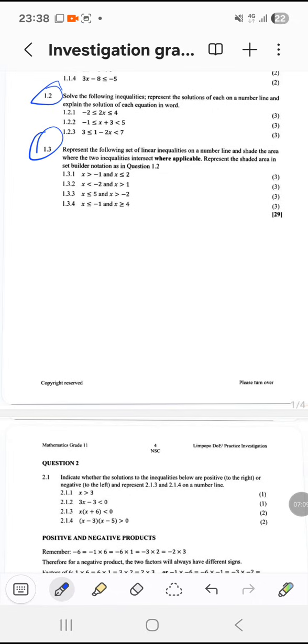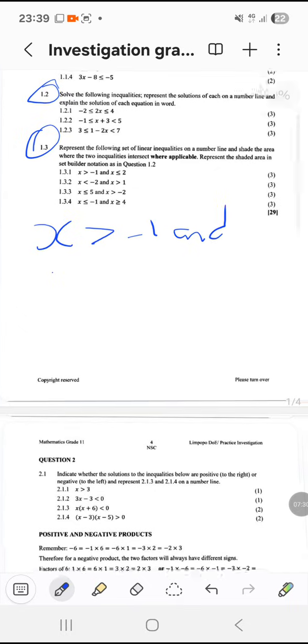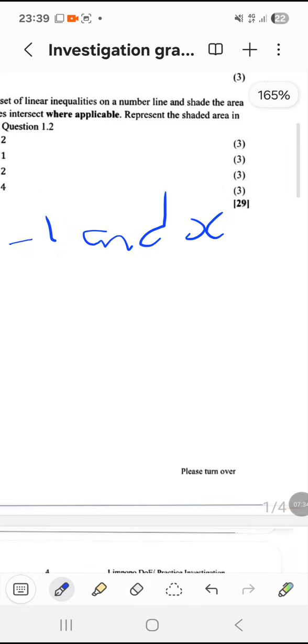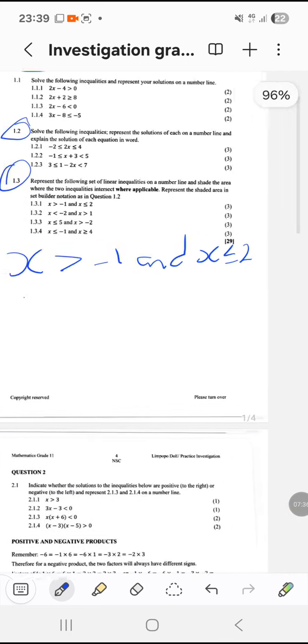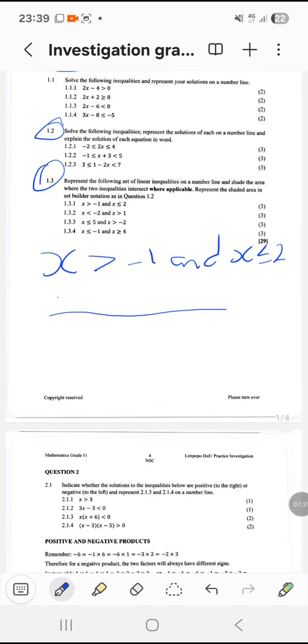1.3, represent the following set of linear inequalities on a number line and shade the area where the two inequalities intersect where applicable. Okay, the first one, let's represent it on a number line. We have x greater than minus 1, and x less than or equal to 2. On a number line, we draw our number line. We have 2 here, we have minus 1. Okay, so 2, notice our arrow is pointing to the left. So we'll draw it there.